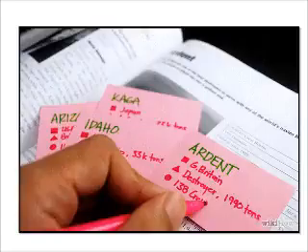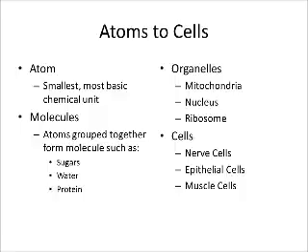Okay, well, let's get down to the very basics of the body. Atoms to cells. Atoms are the smallest, most basic chemical unit of the body. Atoms form together molecules. They're grouped together and they form molecules such as sugars, waters, and proteins. Together, those molecules form organelles, such as mitochondria, nucleus, and the ribosome. The organelles form cells, such as a nerve cell, an epithelial cell, or a muscle cell.